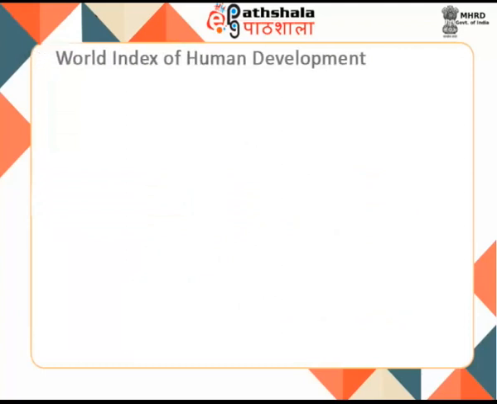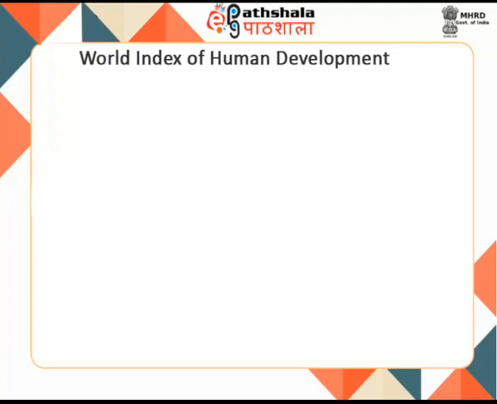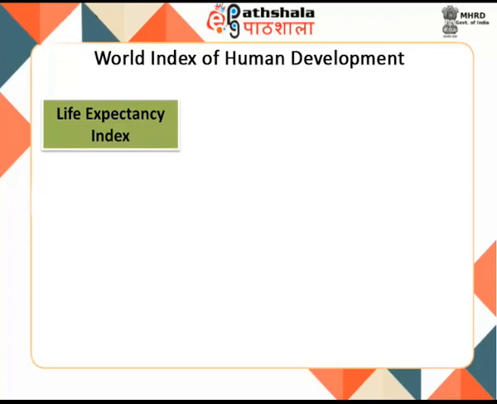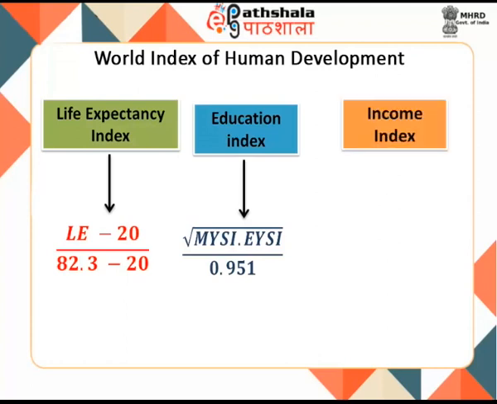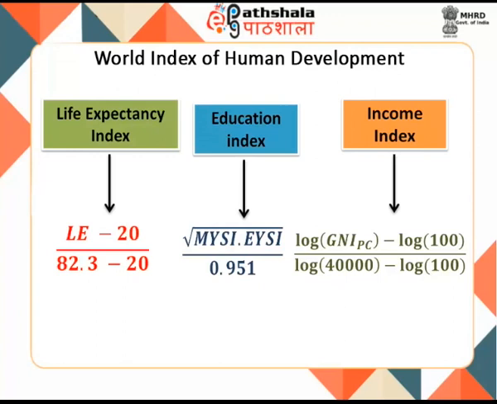Since 2010, a slightly different formula is being used. The following three normalized indices are calculated and then their geometric mean is taken. Life expectancy index LEI is equal to (life expectancy minus 20) divided by (82.3 minus 20). Education index EI equals the square root of the mean years of schooling index multiplied by the expected years of schooling index, divided by 0.951. Income index II is equal to (log of gross national income per capita at purchasing power parity minus log of 100) divided by (log of 40,000 minus log of 100).